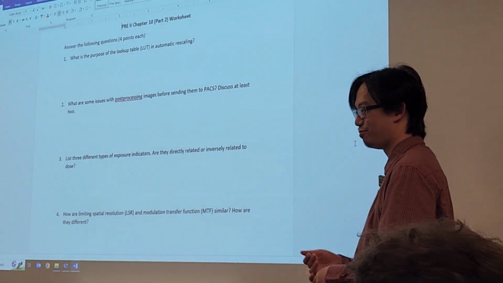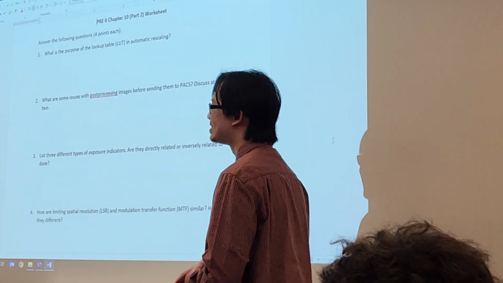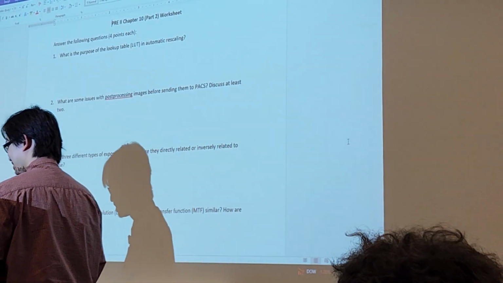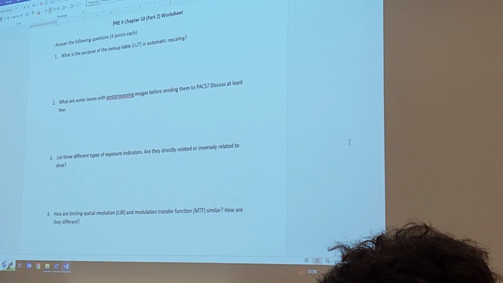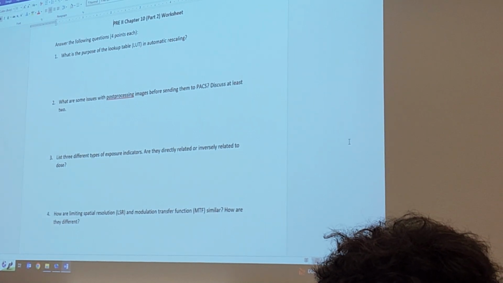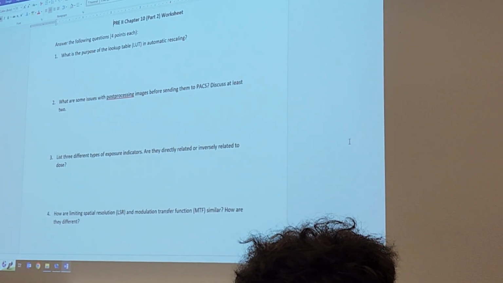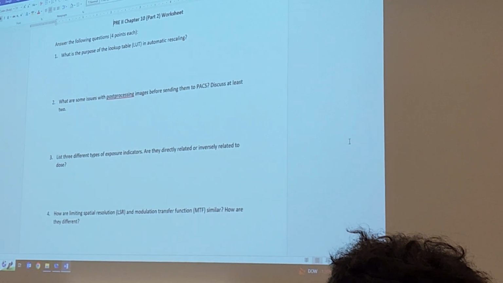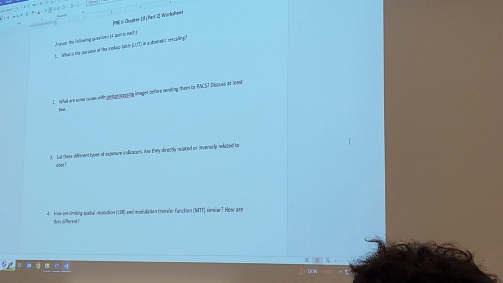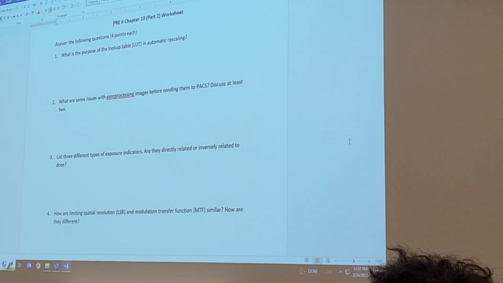Right, well, that's okay, based on whatever you can remember. So, let's see. Melanie, let's start with you. Number one here. What is the purpose of the lookup table in automatic rescaling? You can check your worksheet.